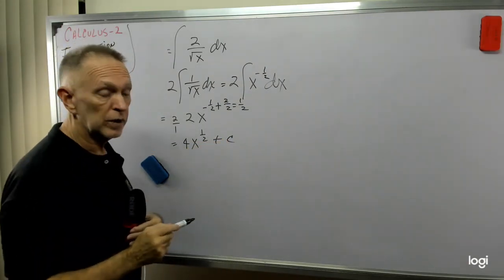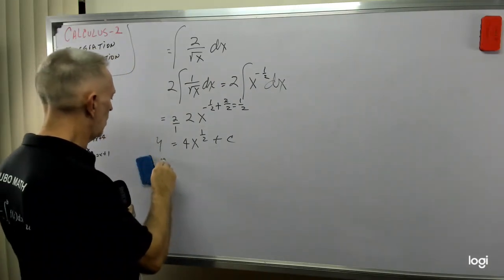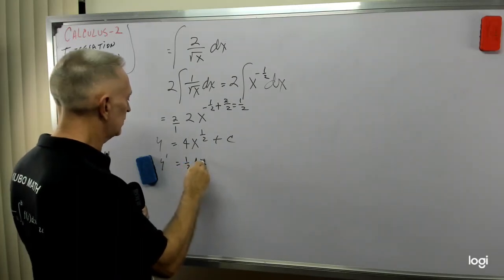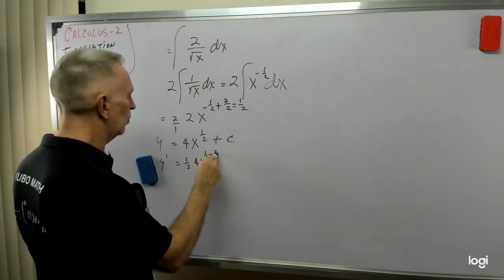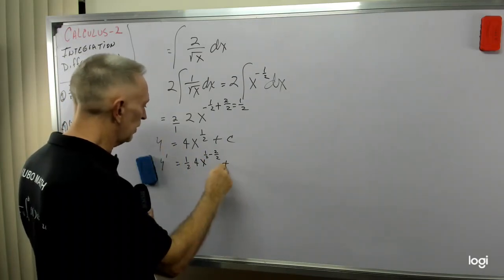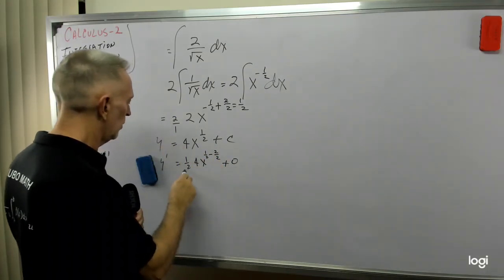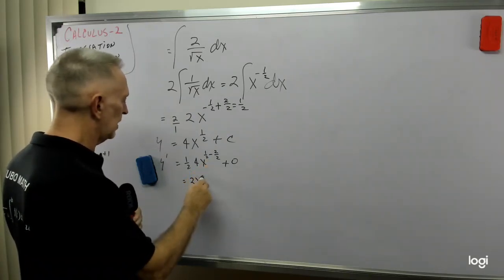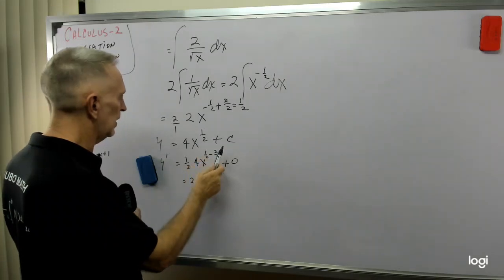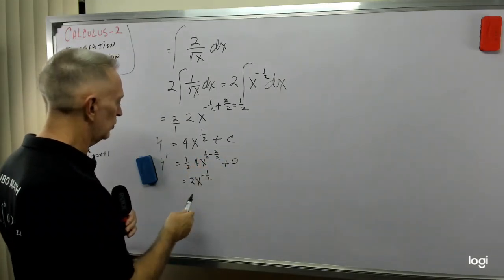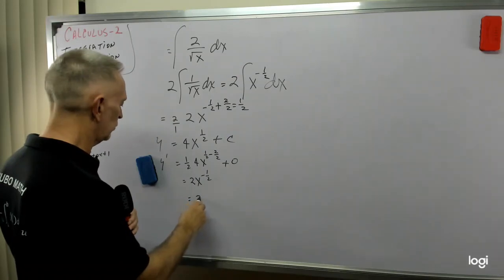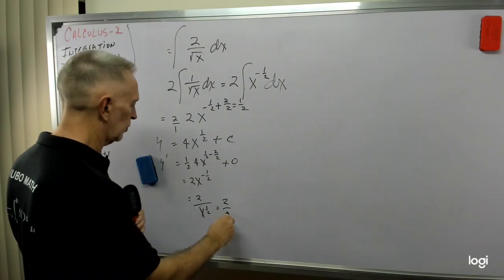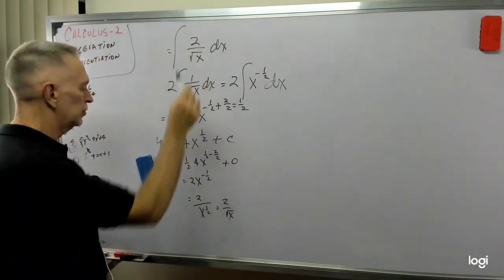Now let's take the derivative of that. So that's y. I want y prime, and that's 1/2 times 4 times x to the 1/2 minus 1 plus the derivative of the constant, which is 0. 4 times 1/2 gives me 2x to the minus 1/2. So 1/2 minus 1, or minus 2 over 2, x to the minus 1/2 equals 2 over x to the 1/2, which is 2 over the square root of x, which is what we started with.